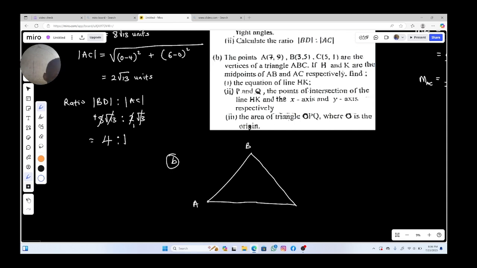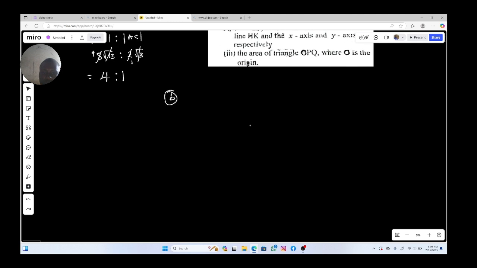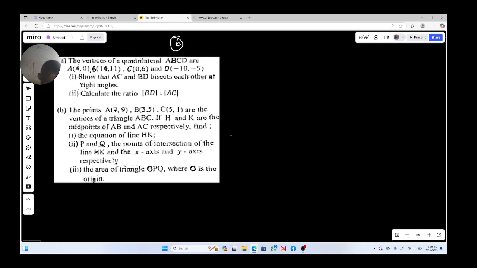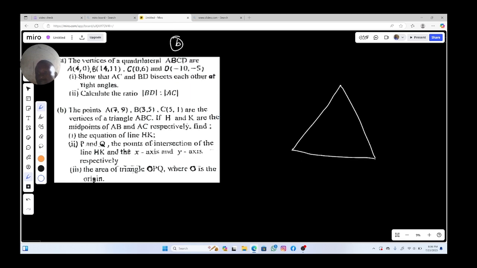Okay, no. I need to shift this thing so that I can have enough space. All right, so this is my board now. Okay, so let us take this question. This is what we have here. This is a triangle.